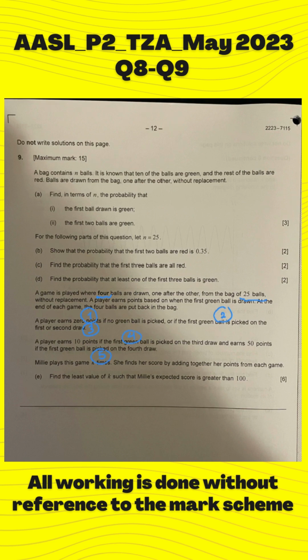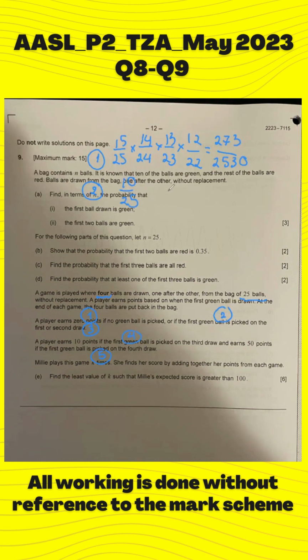Okay, now we need to find the probability of each one. So let's do this one first. Okay, one is no green, so that means 4 red. So 15 over 25 multiplied by 14 over 24 multiplied by 13 over 23 multiplied by 12 over 22, and we will have 273 over 2530.